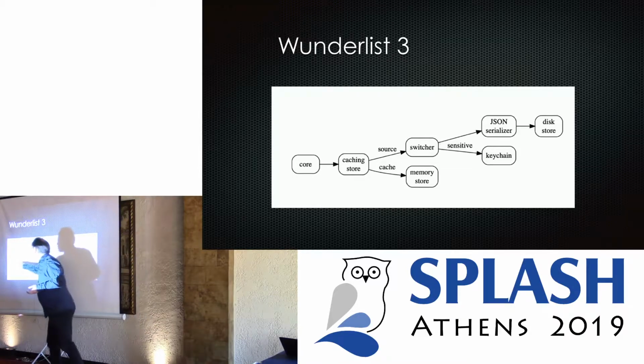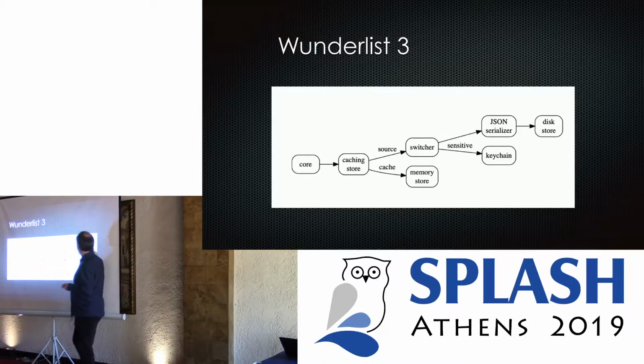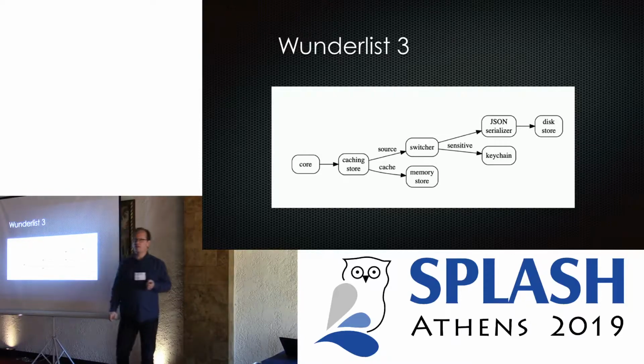So the core is the stand-in for the application. That's the caching store from basically the storage stack. Pretty much the same structure here. But in addition, there was a switcher here because we had some sensitive data, like user data. And sensitive data went into the keychain, which was also wrapped with a store. And then we have the rest of the storage stack here.